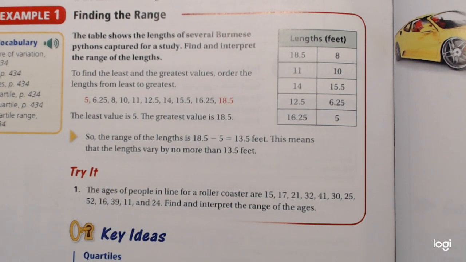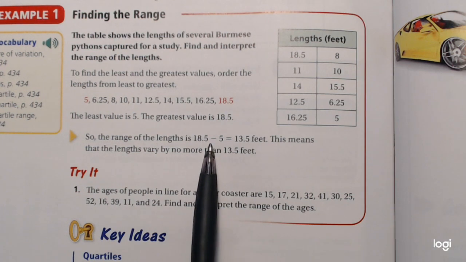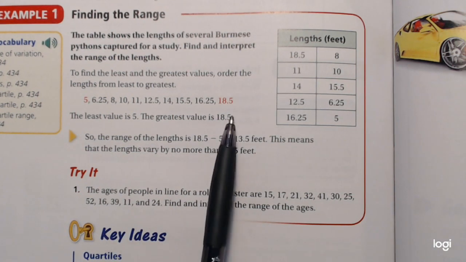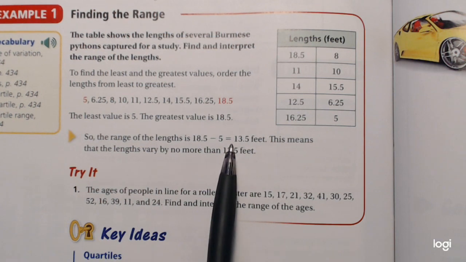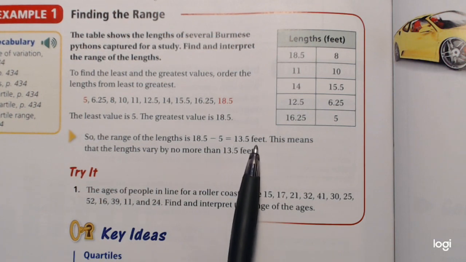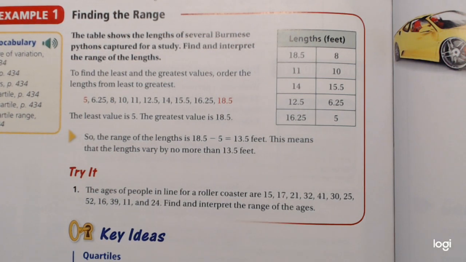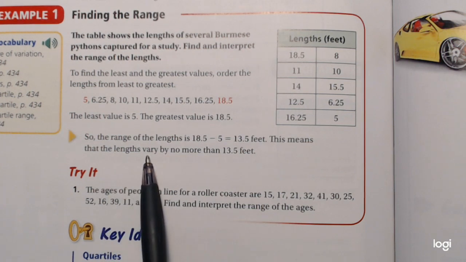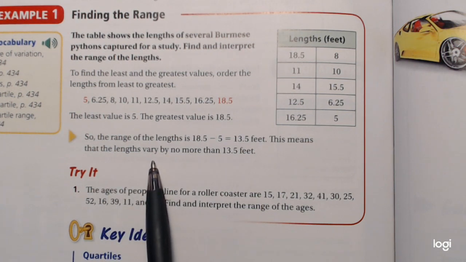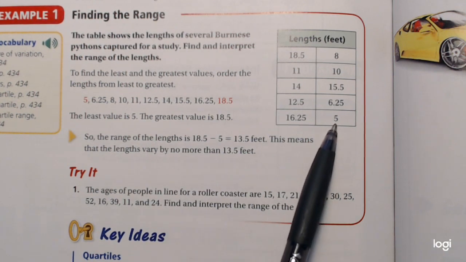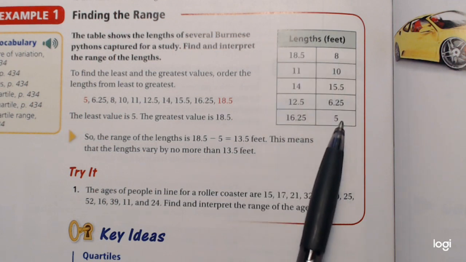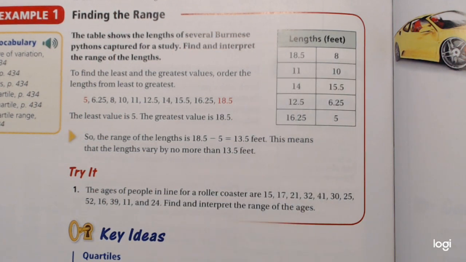So in order to find the range, we do the difference, which would be subtracting. We would subtract 5 from 18 5/10, and we would find out that the range is 13 5/10 feet. This means that the lengths vary, and that's what we mean by distribution of data. It varies by no more than 13 5/10 feet. So the numbers over here, there's a difference from the least to the greatest of 13 5/10 feet.